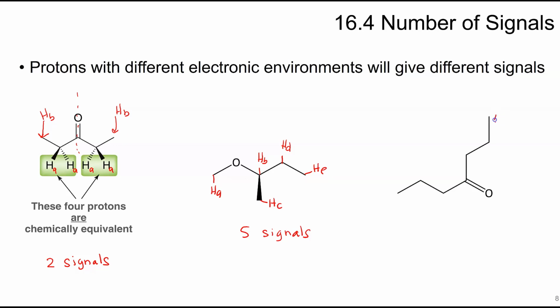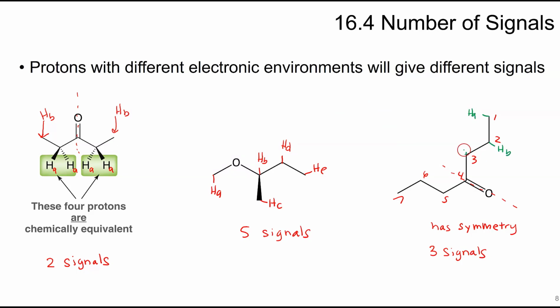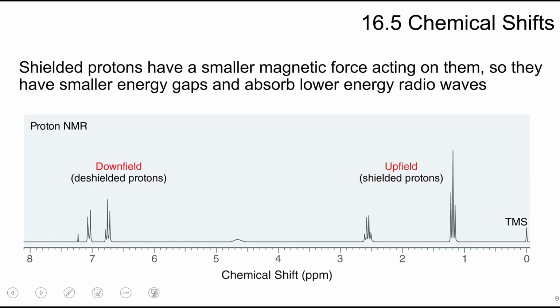So if I look at this compound, I have 3 carbons on either side of the carbonyl. So this has symmetry. So we would have 1, 2, 3 different signals. This is HA, HB, HC, HC, HB, HA.